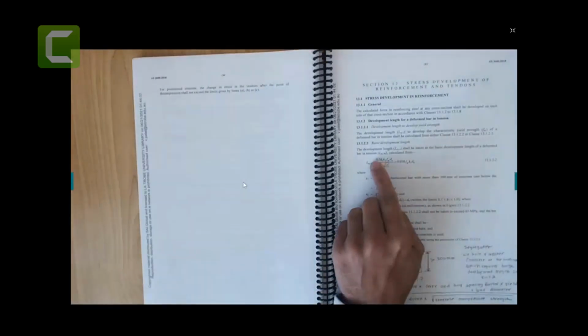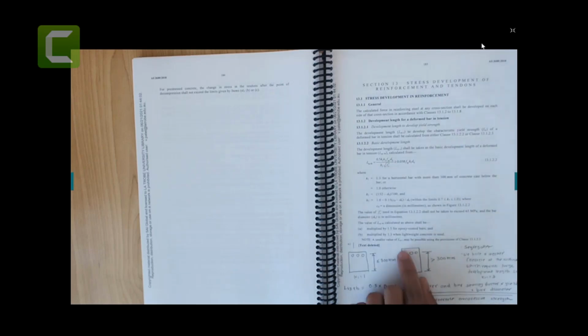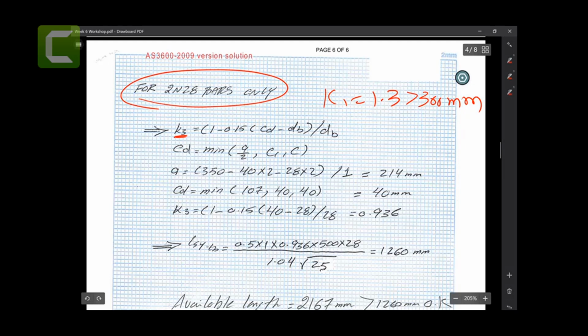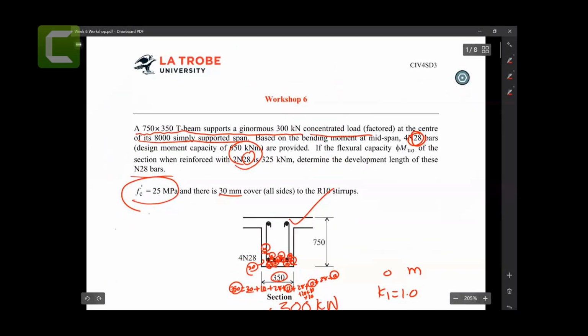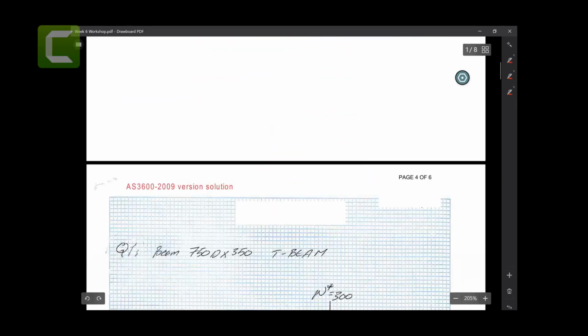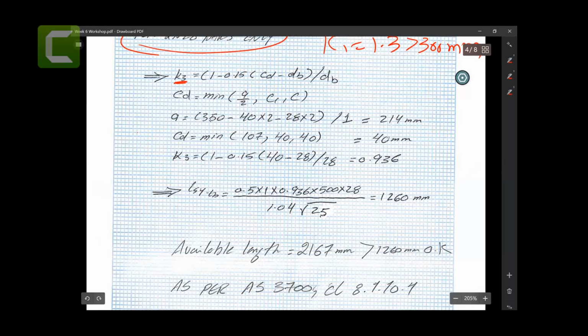So that is 0.5, K1 equal to 1.3, K3. I think we just work out CD. Now because we have this distance far away, you can figure out the A distance. You know this A distance here from this face to this face is 350, and you can figure out this A distance, which would be 350 minus 40 minus 20 over 2, so you have 240.